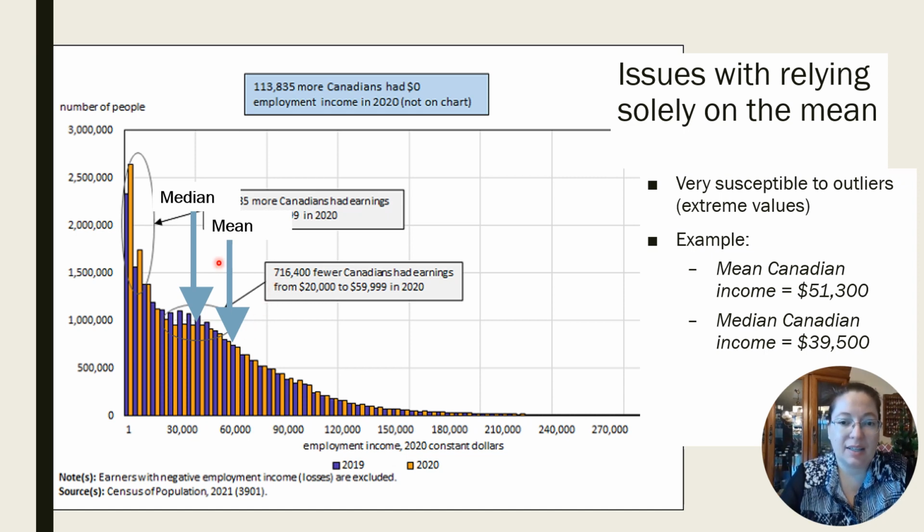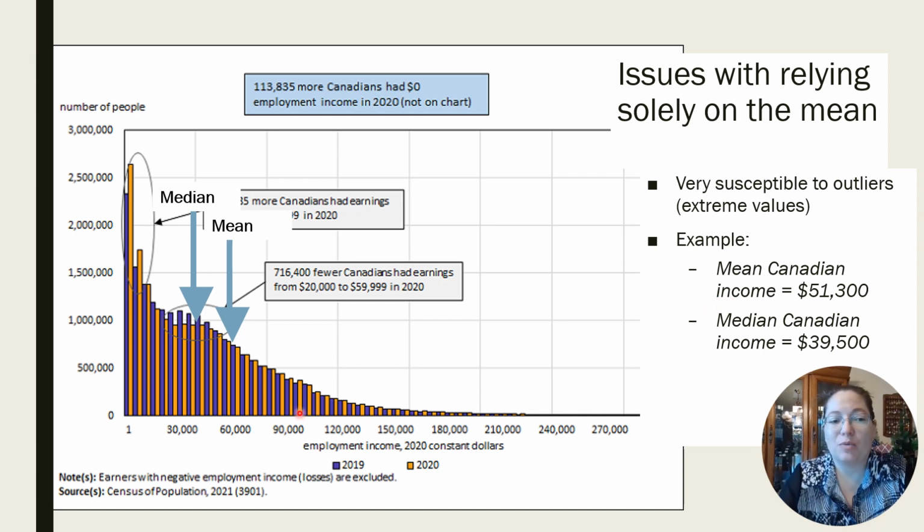where we see that it is at 51,300. However, when we look at the median, so the halfway point of those scores, we see that it is actually much lower, 39,500. The reason for that is all the way over here in the chart, that are not quite pictured, are all those millionaires and billionaires, and they're pulling the average towards themselves and inflating it basically. So it seems like Canadians are a lot richer than they really are if you only consider the mean.